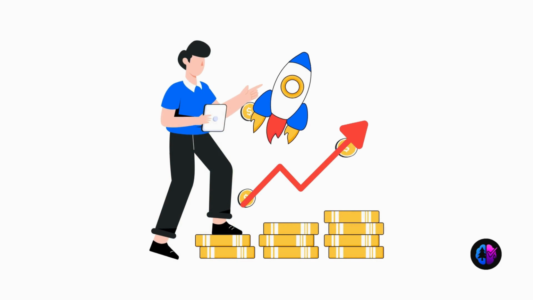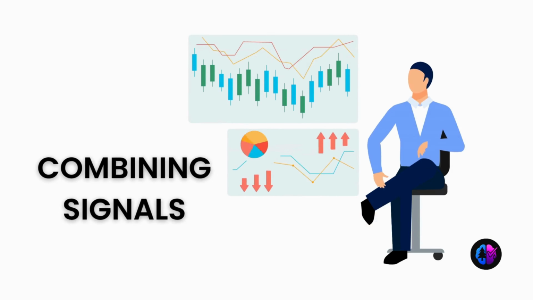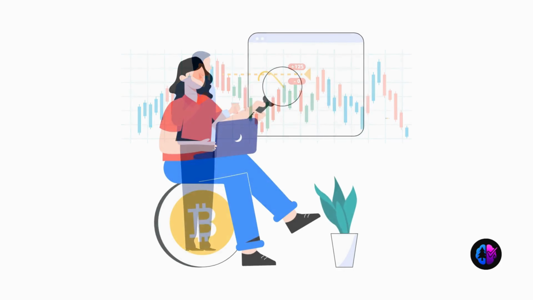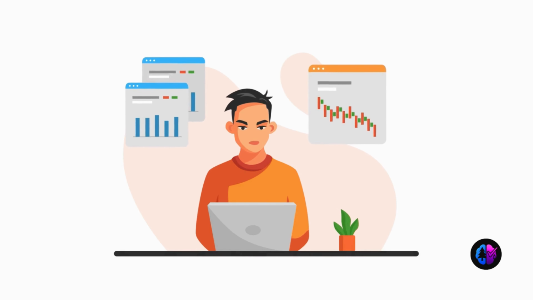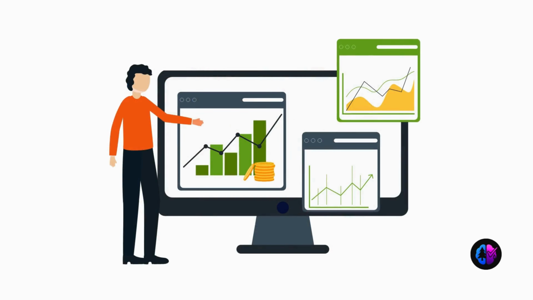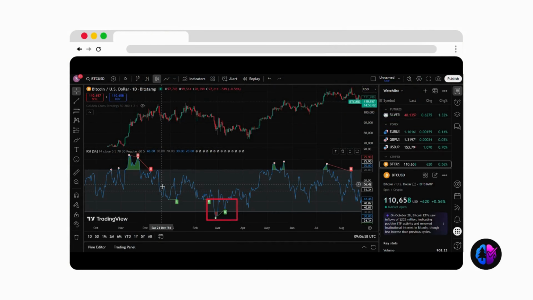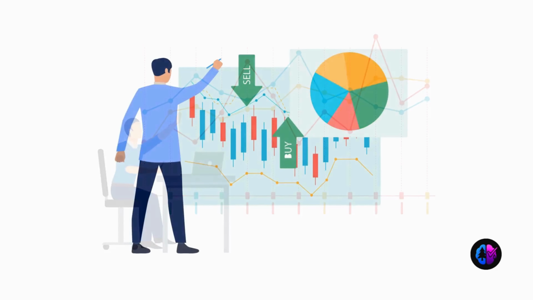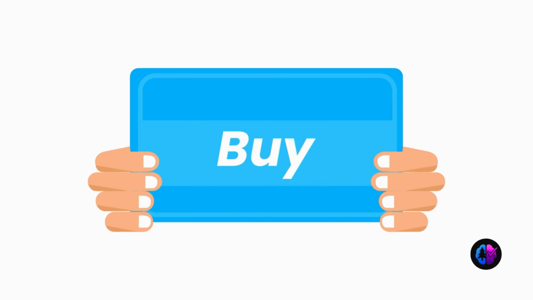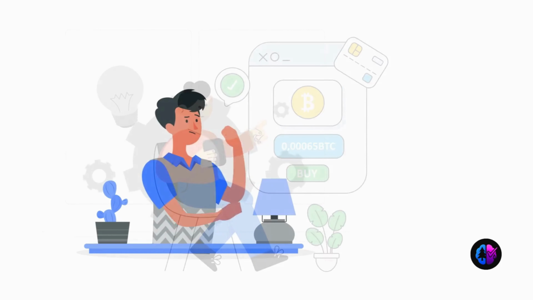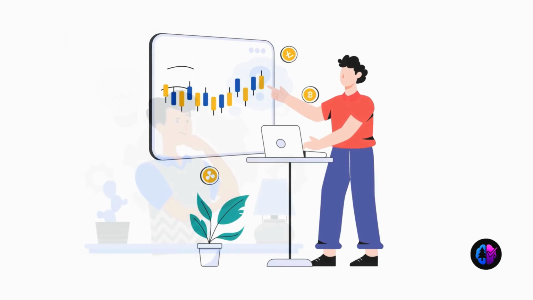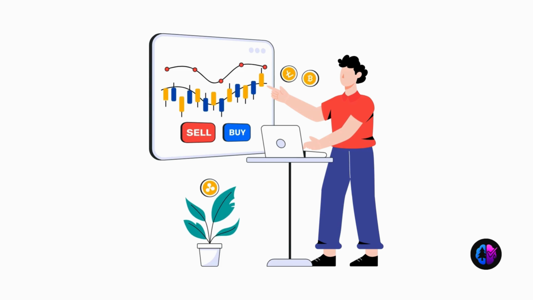Now here's where it gets powerful: combining signals. A single indicator can lie, but multiple indicators confirming each other? That's your high probability setup. Watch this. RSI shows oversold, price touches support level, and volume starts increasing. Three independent signals all screaming, buy. That's confirmation, not guesswork. But what if you're still confused about which indicators to use together?